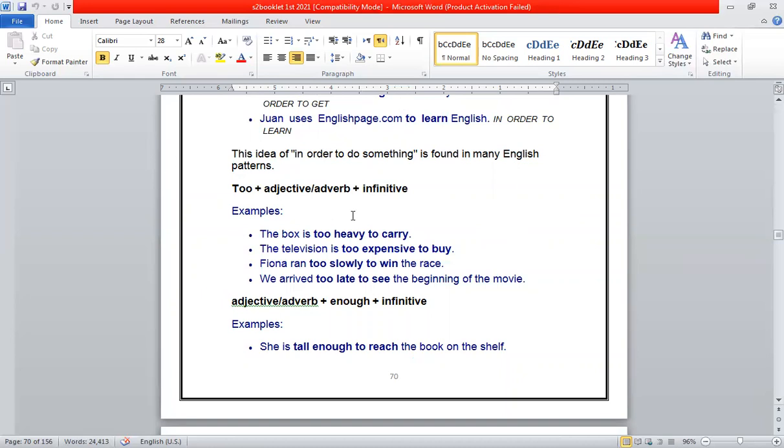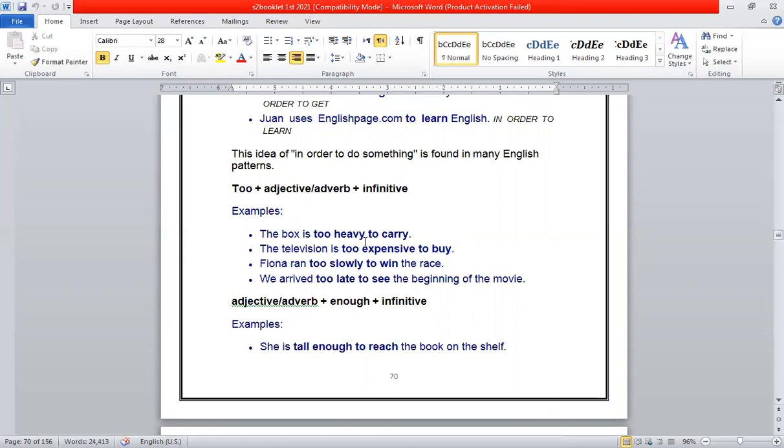Here we have the structure too plus adjective or adverb plus infinitive, like these examples. The box is too heavy to carry. The television is too expensive to buy. Here, to buy, to carry, to win, and so on. After what? After too, T-O-O. The box is too heavy to carry. The television is too expensive to buy.